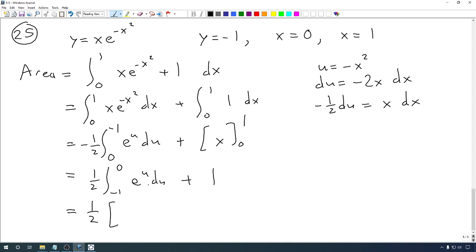And now we take the antiderivative for e to the u. That's just going to be another e to the u. We're going to evaluate that from -1 to 0. We still have a plus 1 on the end. When we plug in 0, well, e to the 0th power is 1. So we'll have the 1/2 times 1 minus when we plug in -1. Well, e to the -1 is actually 1 over e.